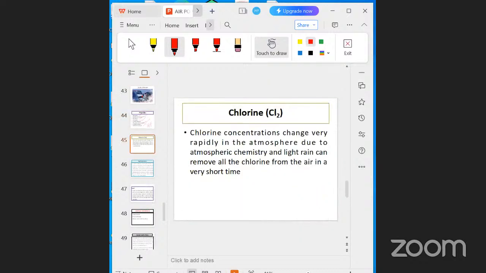Next one is chlorine, Cl2. Chlorine concentration changes very rapidly in the atmosphere due to atmospheric chemistry, and light rain can remove all the chlorine from the air in a very short time. Chlorine injury can occur to plants near the sources of pollution. The impact of chlorine pollution increases in bright sunlight and decreases in drought and low temperature.